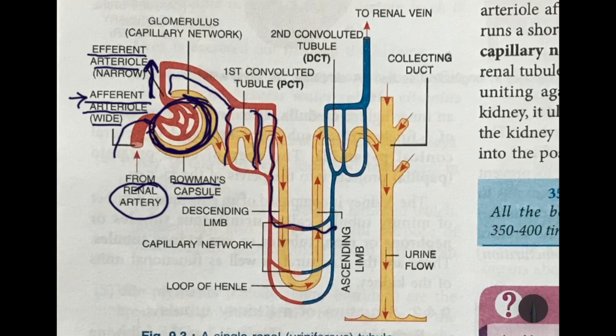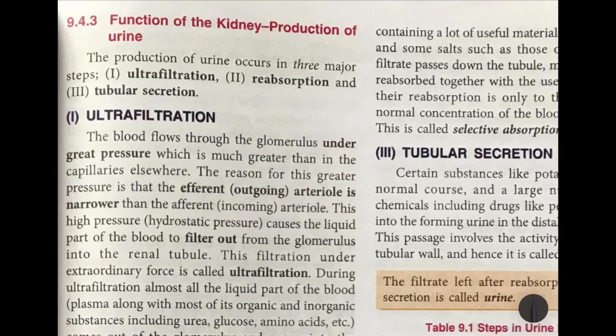There it again breaks up into capillaries, and again they reunite, again it runs, again it breaks up, and finally it reunites to form a vein which goes towards the renal vein. You know the renal vein carries deoxygenated blood. So ultimately the renal vein leaves the kidney and pours the blood into the posterior vena cava.